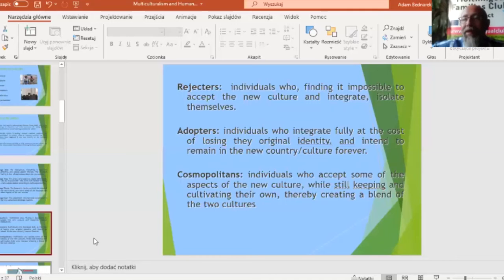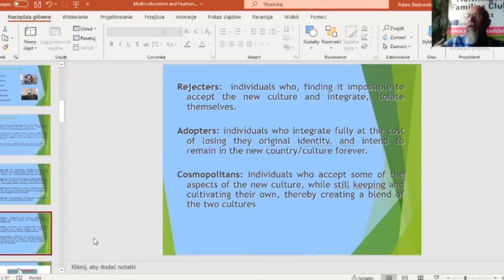That's why we have these 3 types of culture shock representatives. We have the rejectors, individuals who, finding it impossible to accept a new culture and integrate, isolate themselves. They go do their job, they do what they have to, they don't want to become anything of that, and that again poses a certain threat, because when your child is living in the culture and it's actually bringing some of those elements to your home, many people decide, the rejectors decide, no, this will not be happening in my house, because okay, it's your house, I understand, but from the child's perspective, that child needs to function within the society, and it cannot be rejected.